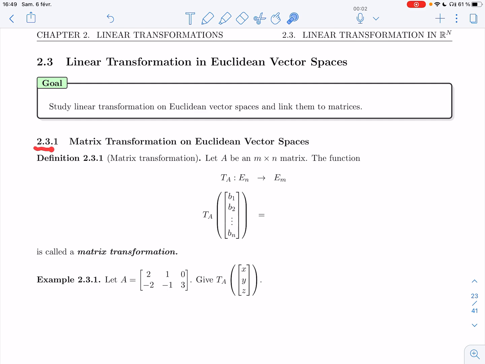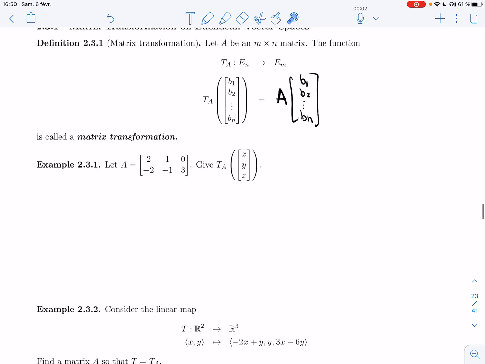All right, section 2.3.1, matrix transformation on Euclidean vector space. Right, so a matrix transformation. Let A be an m by n matrix. The function T_A from R^n to R^m is going to send an element of R^n to A times that element. That's going to give you a new vector of size m. All right, so this is called a matrix transformation. Let's do an example of this.